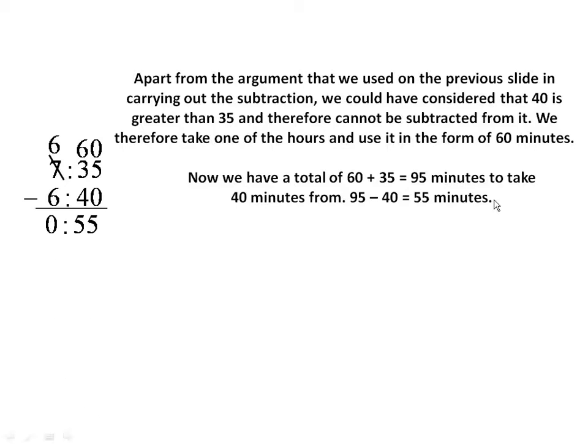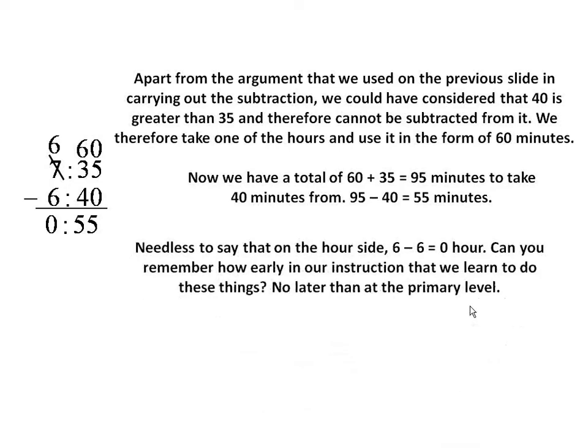Like that. Kind of like what we normally do from primary school. Primary school mathematics, if it was taught to us properly, will go a long way throughout our entire career as mathematicians, even up to the PhD level. Needless to say that on the hour side, 6 minus 6 as we have it here is 0. As we know, 6 minus 6 is 0, so we don't really need to mention that much, although we have it right here also. Can you remember how early in our instruction that we learned to do these things? No later than at the primary level. I'm just emphasizing how important it is to know mathematics or to be taught mathematics properly from the primary level.